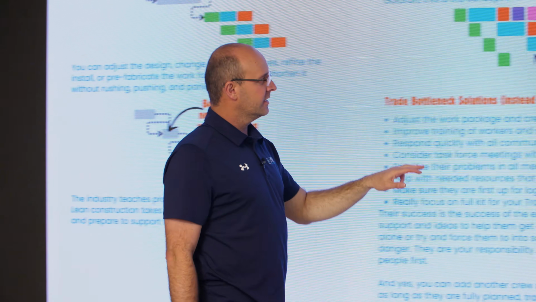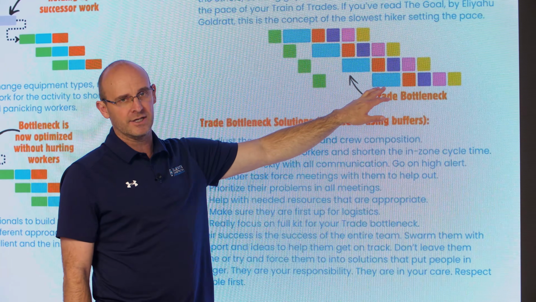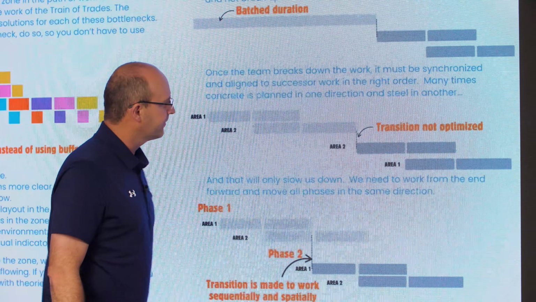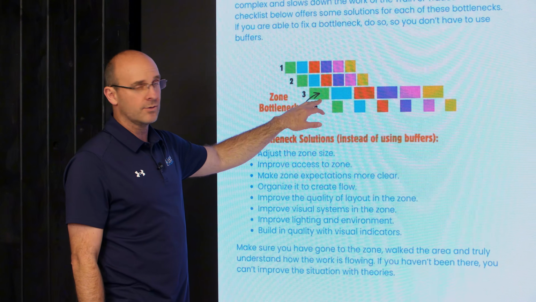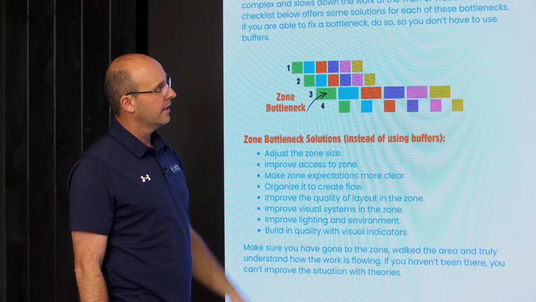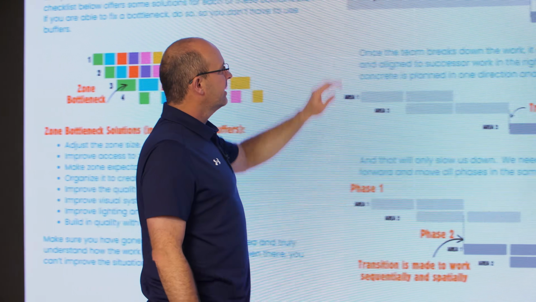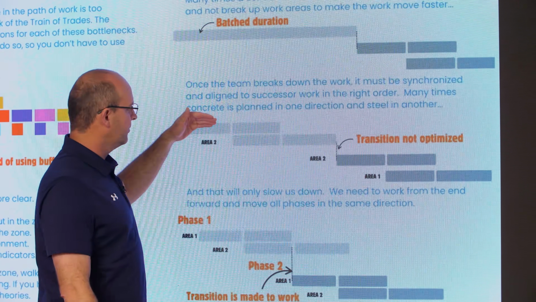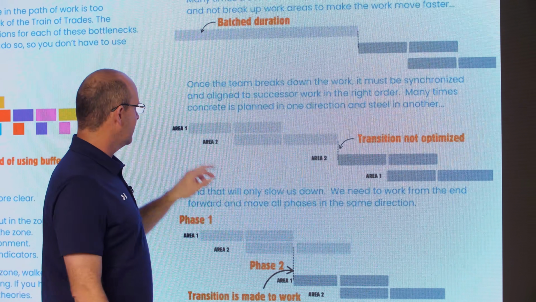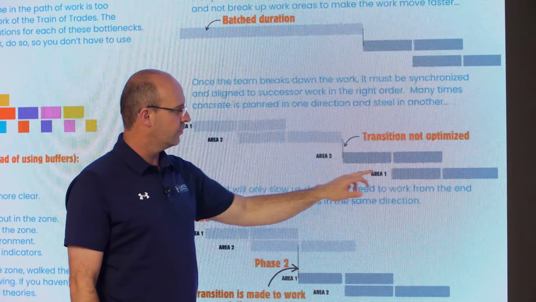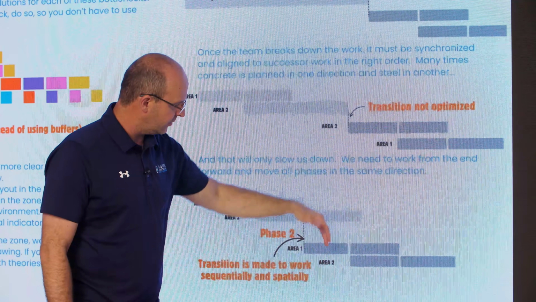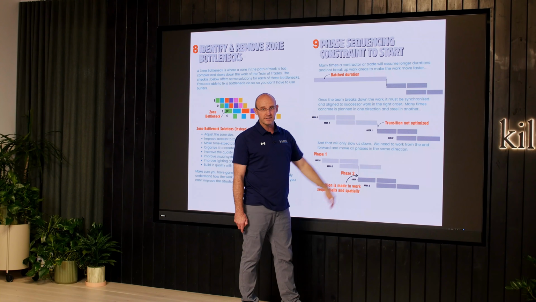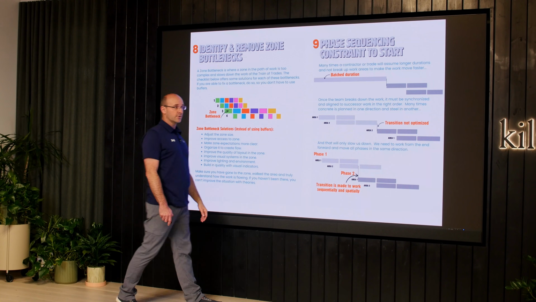We've already talked about this. If you have a trade bottleneck, can you package it to where it's no longer a bottleneck? If you have a zone bottleneck, can you adjust the zone size to where it's no longer a bottleneck? Number 9 is, instead of having big batch durations, can you break everything into zones? But instead of doing 1, 2, 2, 1 to where it's dependent, can you do 1, 2, 1, 2 to where you can sequence behind the other work zone by zone or area by area?